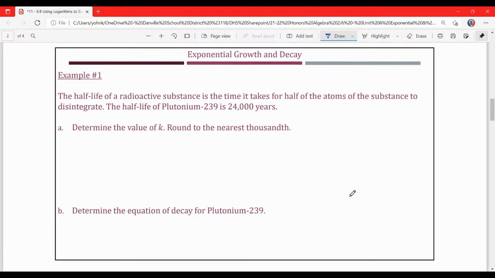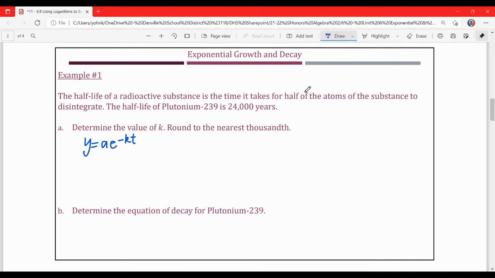So example number 1, the half-life of a radioactive substance is the time it takes for half of the atoms of the substance to disintegrate. The half-life of plutonium-239 is 24,000 years. Determine the value of k and round to the nearest thousandth. Well, since we have something decaying, we can use y equals a e to the negative kt power.